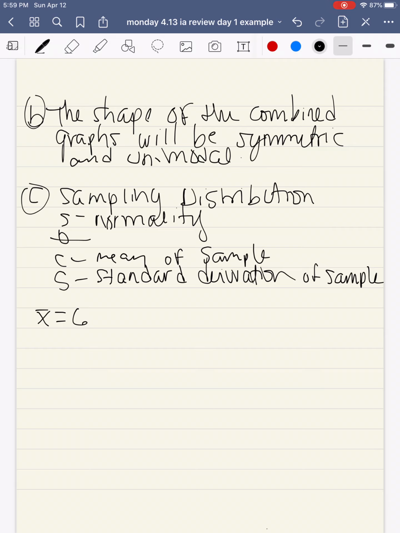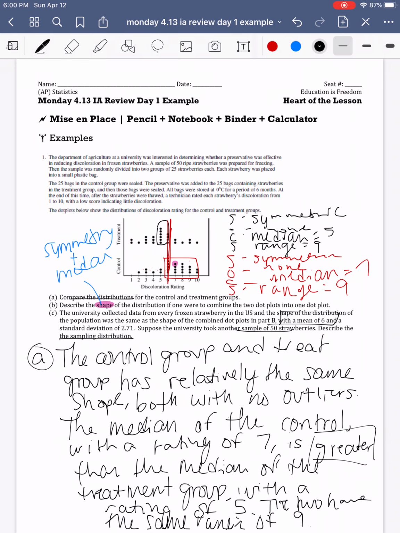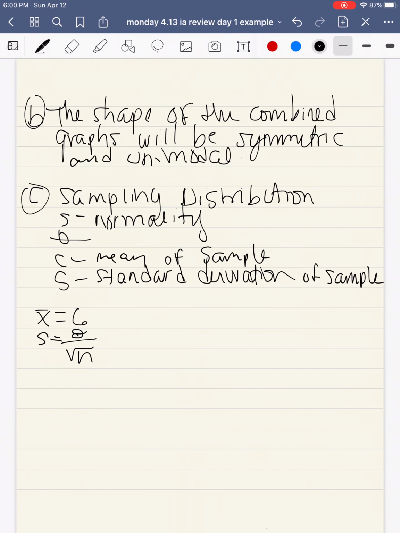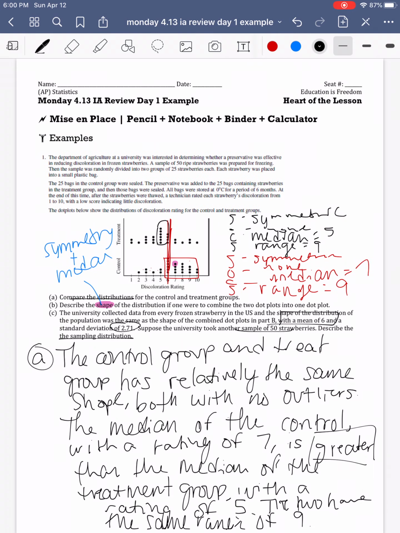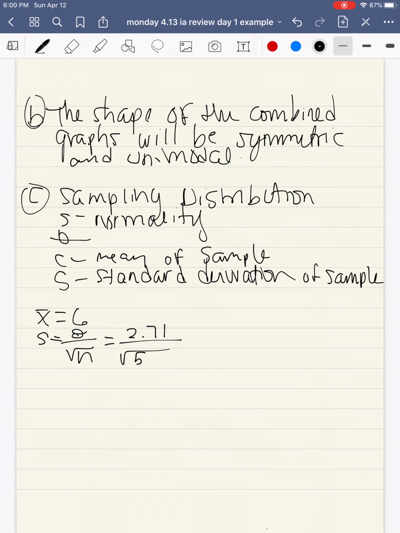And then the standard deviation, we know that the standard deviation is equal to sigma over the square root of n. So here the population standard deviation is 2.71. So that's going to be equal to 2.71 divided by the square root of our sample size. So let me go back. And we took a sample of 50 strawberries. So that is going to be our sample standard deviation. And so now we've hit the mean, we've hit the standard deviation.